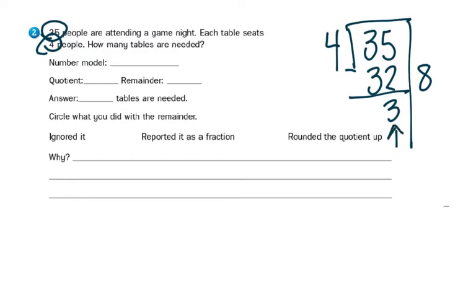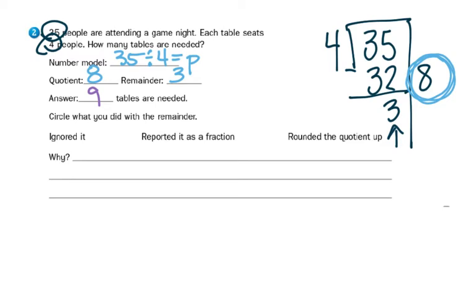So let's go ahead and write our number model. 35 divided by 4 people at a table gives me what I'm solving for. That variable is a lowercase letter of the alphabet. I solved. I will have 8 with 3 people remaining. But those 3 people want to play games. So in order to have everybody seated at a table, I'm going to round this up. I'm actually going to get another table so those 3 people can sit down.